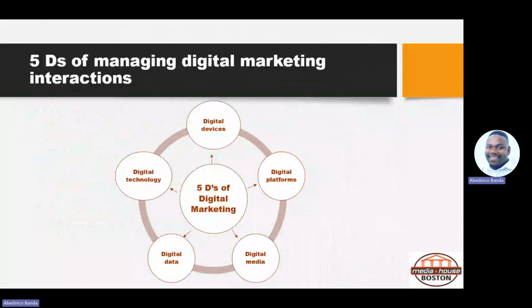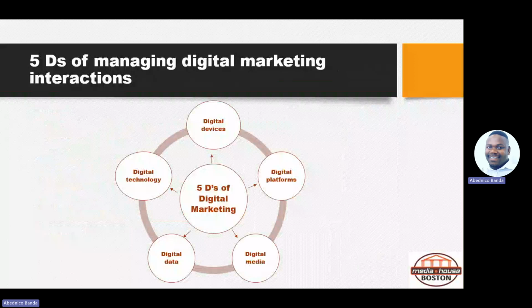You need to have a device that will allow you to download WhatsApp and be able to engage on WhatsApp. You need a device that will allow you to connect to emails. You need a device that will allow you to download mobile applications. You need a device that will actually allow you to connect to the internet, because not all devices can do that, okay? So devices are crucial for the digital community itself and for digital marketing interaction.